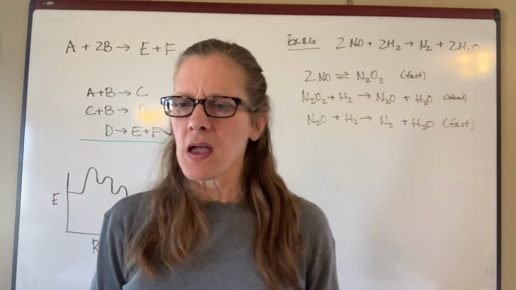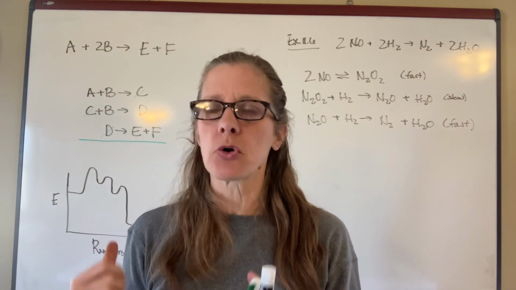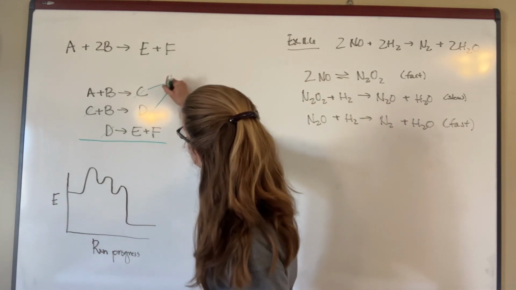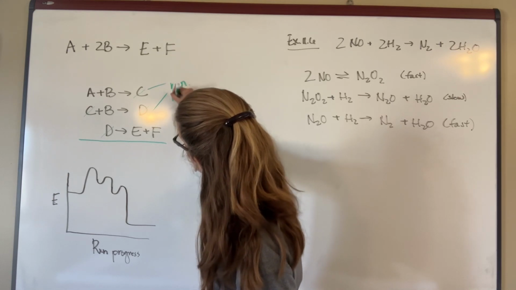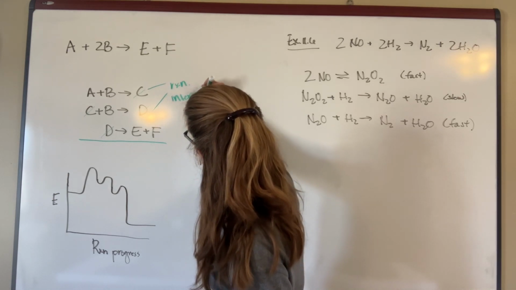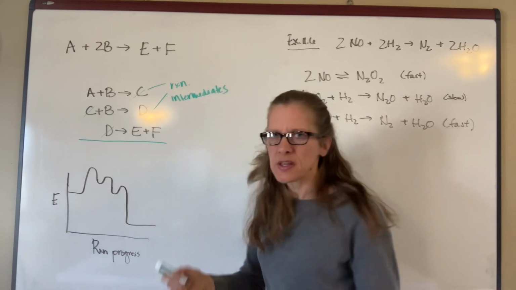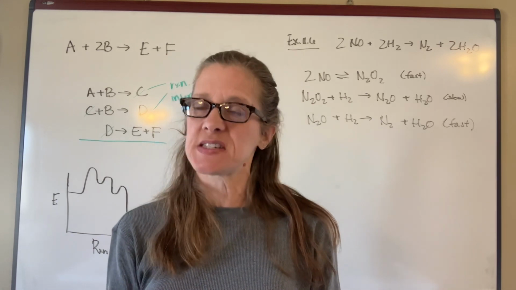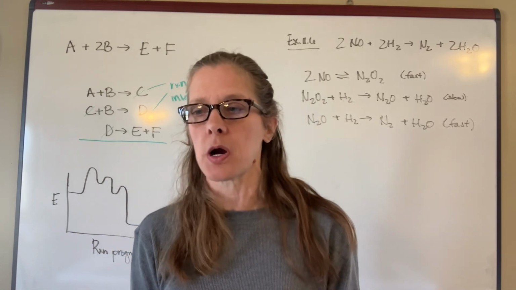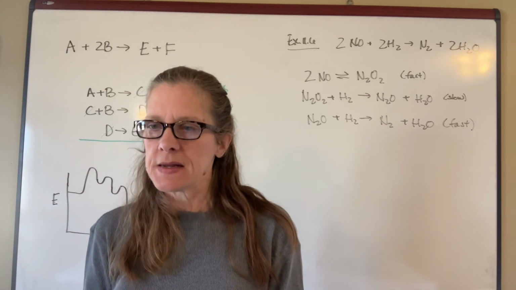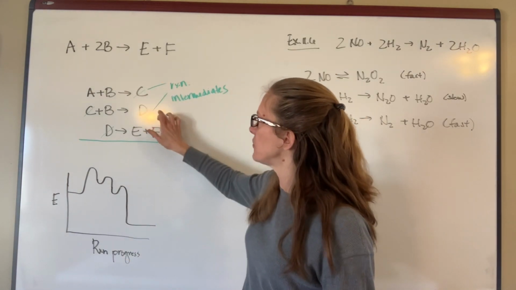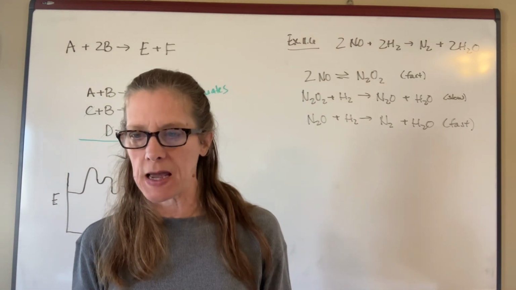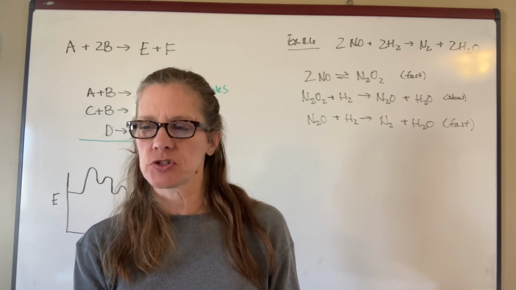Now, this is what's going to happen if a simple collision isn't going to do it. These species here, C and D, are called reaction intermediates. They're only there for a certain amount of time until they turn around and react with something else. They're not part of the initial reactants, but they're also not part of the final products. Usually one of these steps is slower than the others, and so it becomes the rate determining step. Let me explain that concept this way.